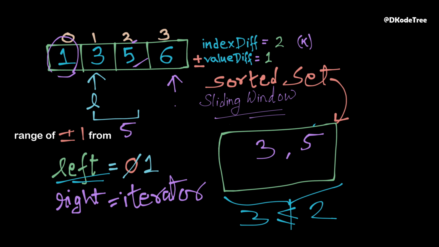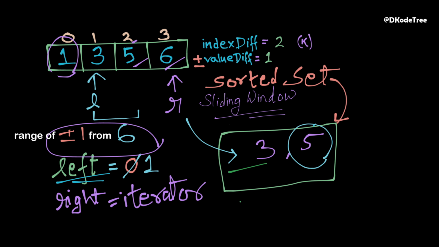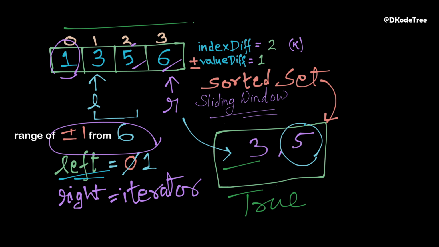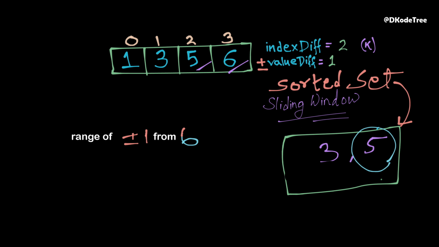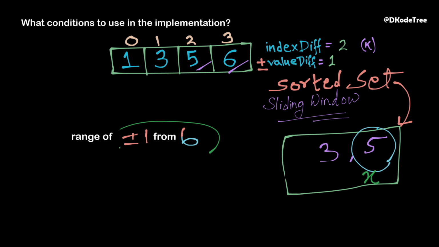Our right pointer will move to index 3, which is pointing at 6. In this case, we will check if there is any number in our window within the range of plus minus 1 from 6. And we can see that there is an element 5 which falls within this range. So we have found a valid pair and we can return true. And even after going through the entire array, if we haven't found a valid pair, then we would have returned false.